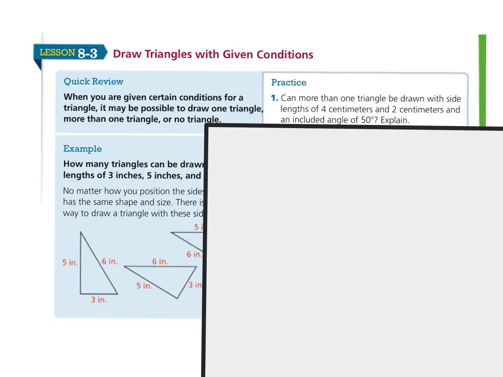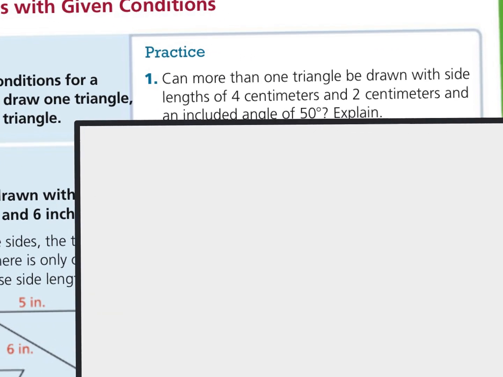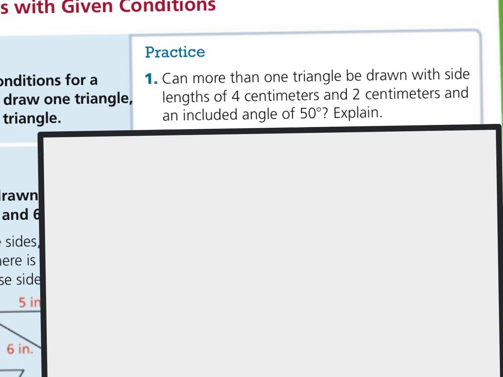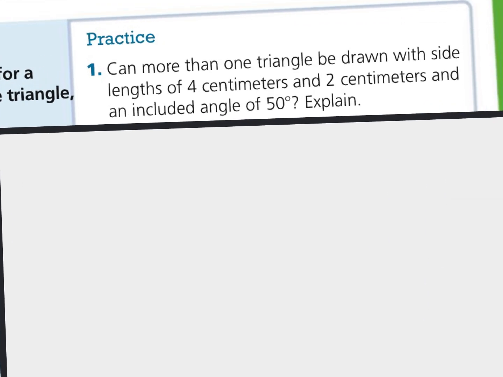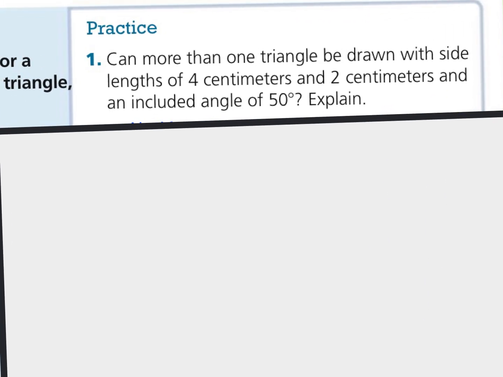Lesson 8.3 is on drawing triangles with given conditions. So one of the things we looked at here was whether we had unique triangles or whether we could draw more than one triangle with the conditions they give us. So number one, if we have side lengths of 4 centimeters and 2 centimeters and an included angle of 50 degrees. An included angle means the angle between those sides is 50 degrees.